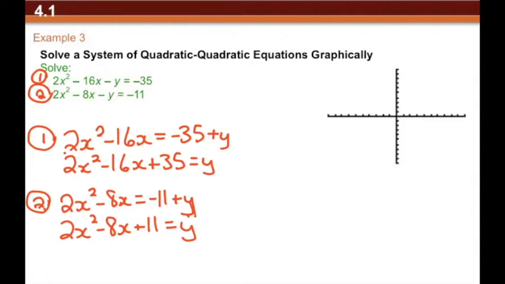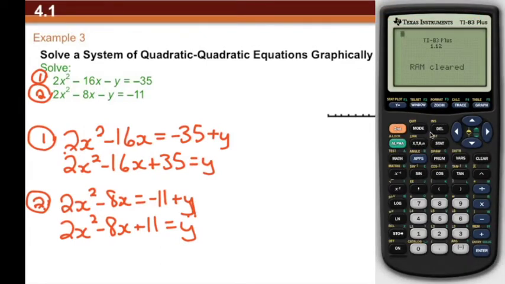And now that we have y isolated, we can turn to the graphing calculator and input both of those equations. Go to y equals. We need 2x squared minus 16x plus 35 and 2x squared minus 8x plus 11. We'll graph those.